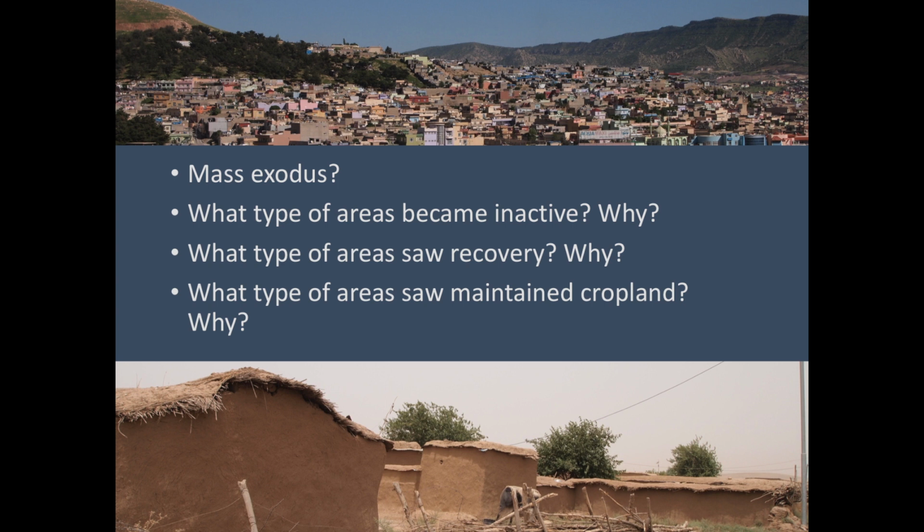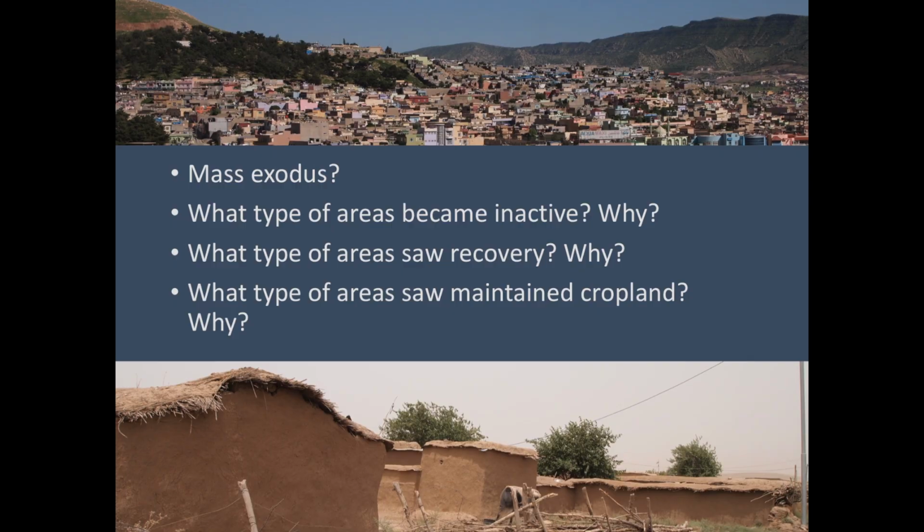Some of the information that this gives us, or maybe some further questions, are, first of all, does this really support the idea of a mass exodus from rural areas? And what type of areas became inactive? We want to know where they are, which we can see, and we want to know why, and that is something we can maybe figure out if we look at where they are and what the socioeconomic and other factors there are in these places. And the same question goes for what areas saw maintained cropland. Why were these areas not affected by the drought? Why did people not stop cultivating these areas?